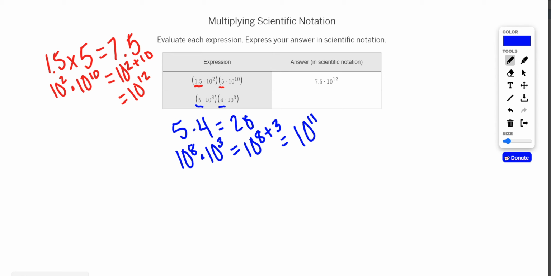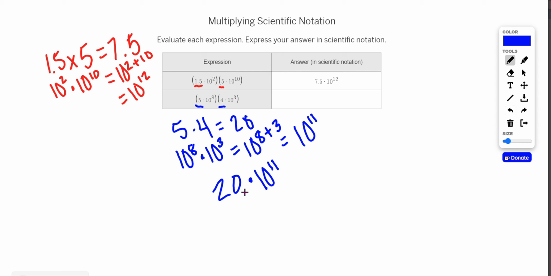But so far, if we have 20 times 10 to the 11th power, we're almost done, but this is not completely in scientific notation because this first number needs to be at least 1 but less than 10. It has to follow those rules. So 20 is not less than 10, so we're going to have to take our decimal and move it until we get a number that is at least 1 but less than 10.